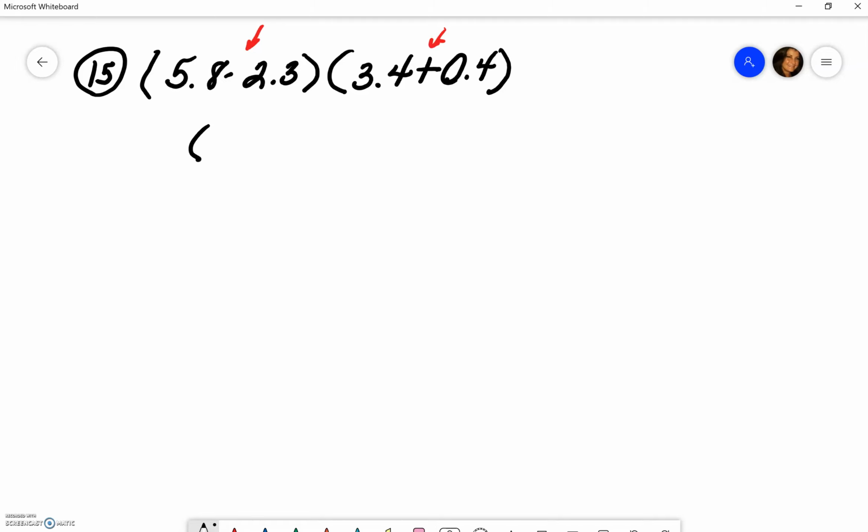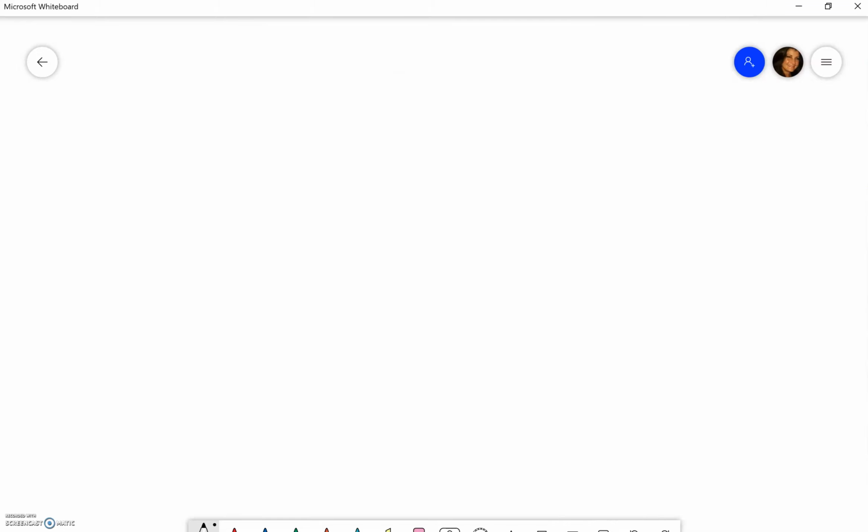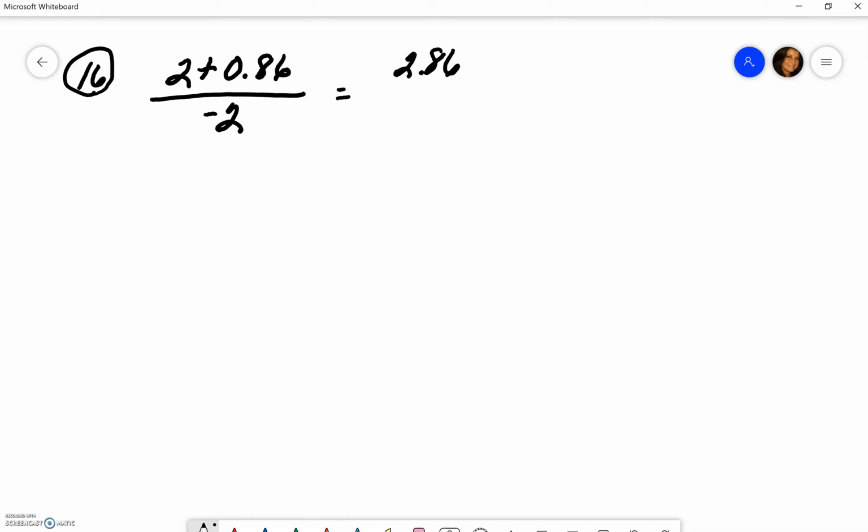So when we subtract those two, we end up with a result of 3.5, and the other one we end up with 3.8. And then you can just plug that right into the calculator, 3.5 times 3.8, and you end up with a result of 13.3. Okay, number 16. 16, we've already worked on one like this. And same concept, you just add on top, which is 2.86. On the bottom, you just rewrite it. You know you're going to end up with a negative answer, and you just divide it, and it's negative 1.43.